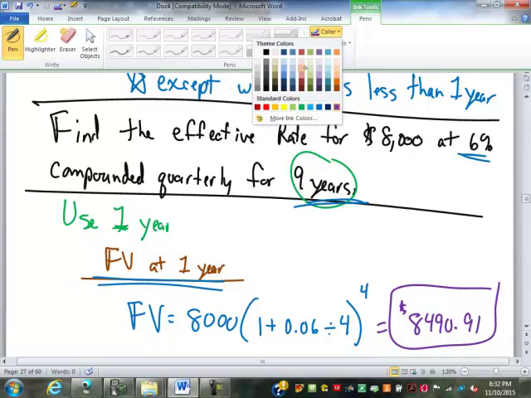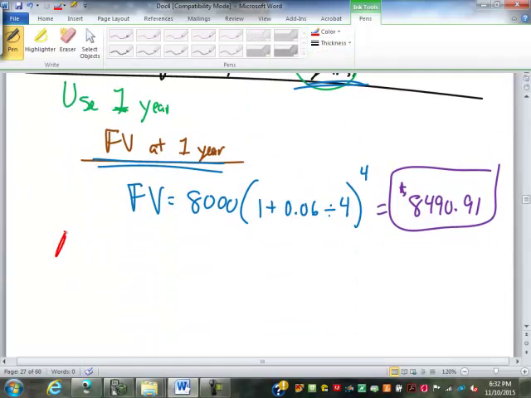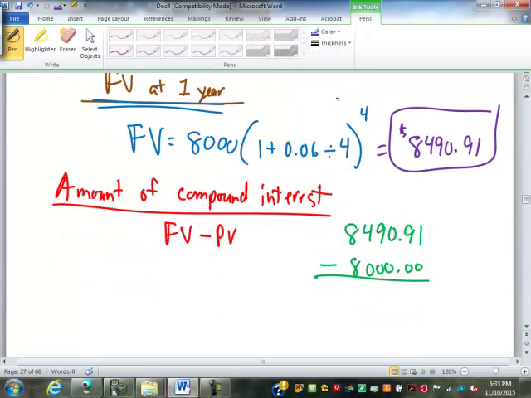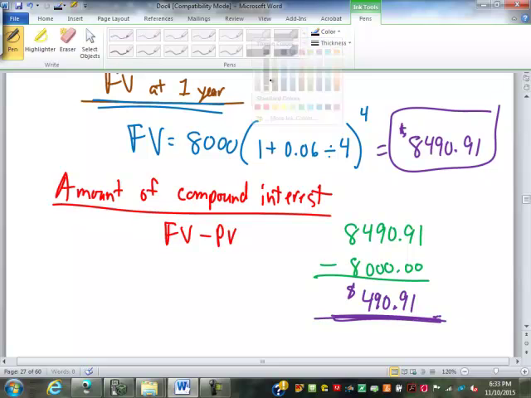Well, what we need to know is the amount of compound interest. The amount of compound interest is the future value minus the present value. So here we had a future value of $8,490.91. Our present value was $8,000. So the amount of compound interest is $490.91. That number is now going to be used to find our effective rate.